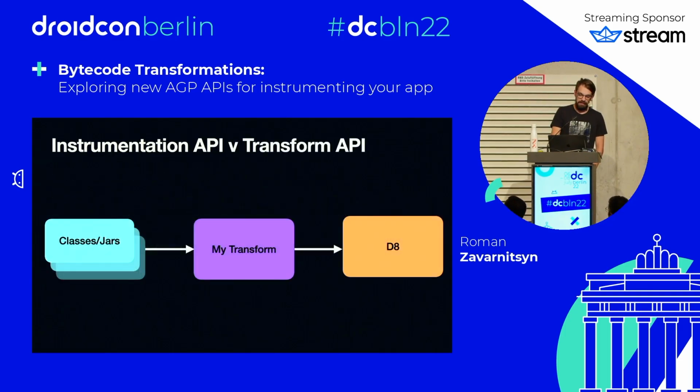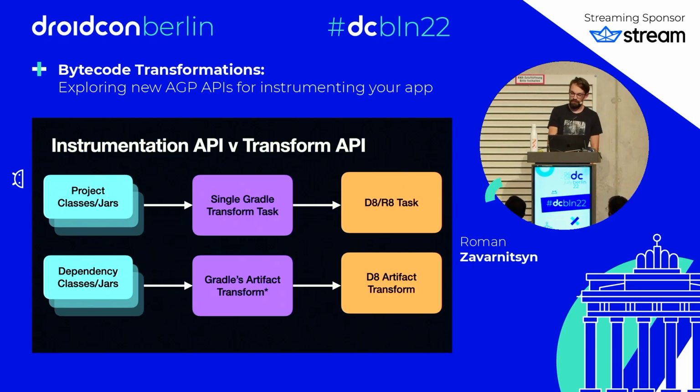Let's compare them side by side. So this was how the old transform API worked, but now it's a little bit different. So you have basically 2 parallel tracks running during your build process. The first one is this Gradle task, which transforms your project classes and jars, and then puts them later to the D8 or R8 task.